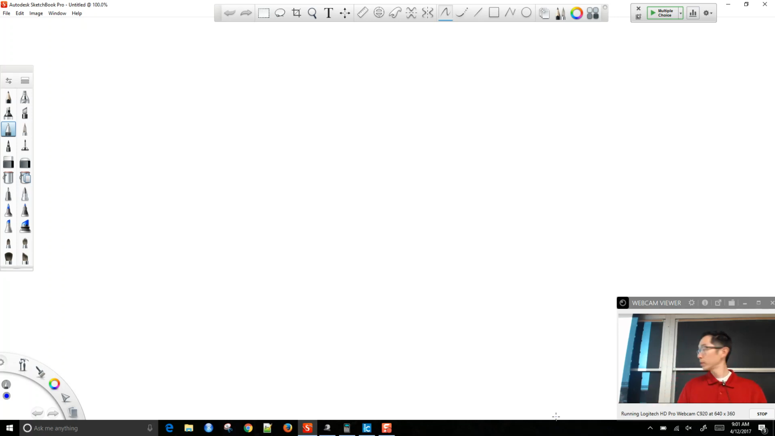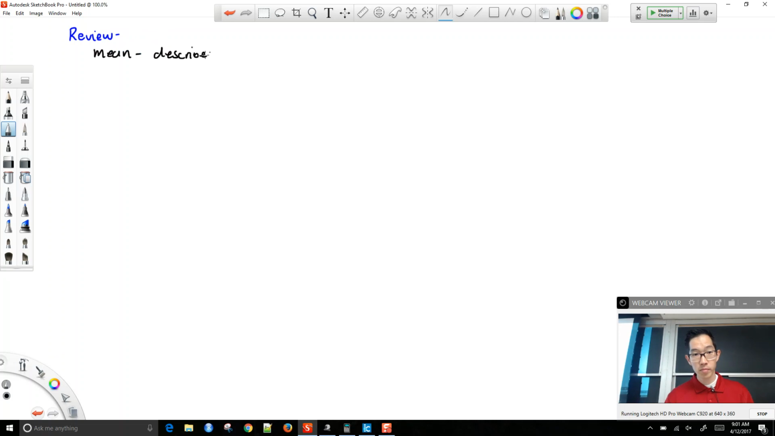All right, so we left off on Monday. On Monday we discussed the mean and the standard deviation as numeric summaries. So just a brief review. We discussed the mean. This is a way to describe center. And then standard deviation. What does standard deviation describe? Okay, it describes spread.